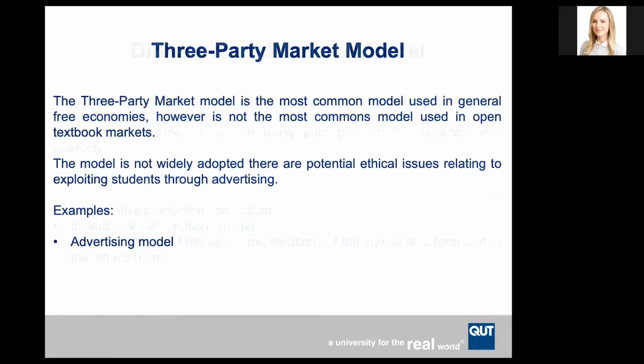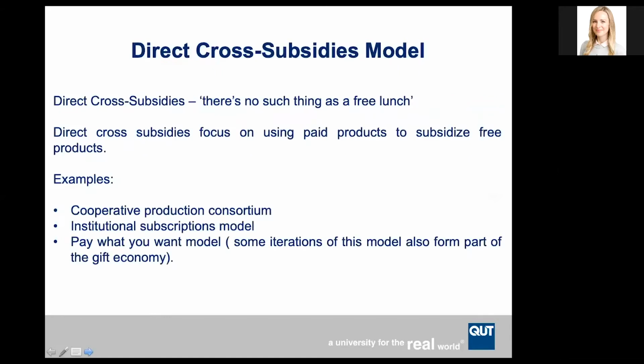And the last one is the direct cross-subsidiaries model. This is the model which embodies the catchphrase, "There's no such thing as a free lunch." So this focuses on using a paid product to subsidize a free product. An example of this is the Cooperative Production Consortium. So this involves a consortium model of a large-scale community of educational institutions who partner with a provider to create and disseminate content. So they're essentially banding together to create content, but the actual fees for the university are still on the students. So students need to be enrolled to be able to access the benefits of this system.